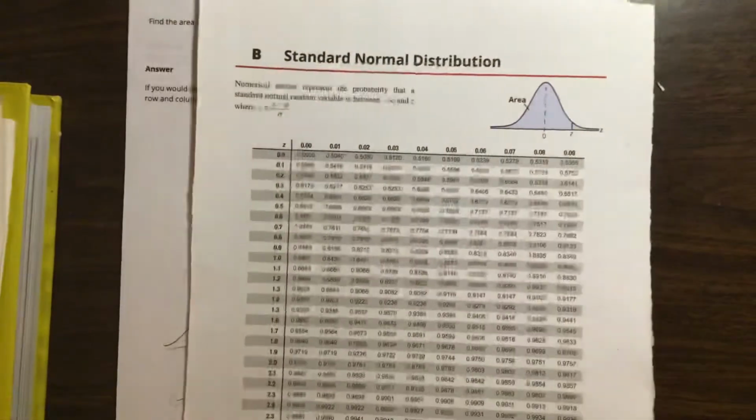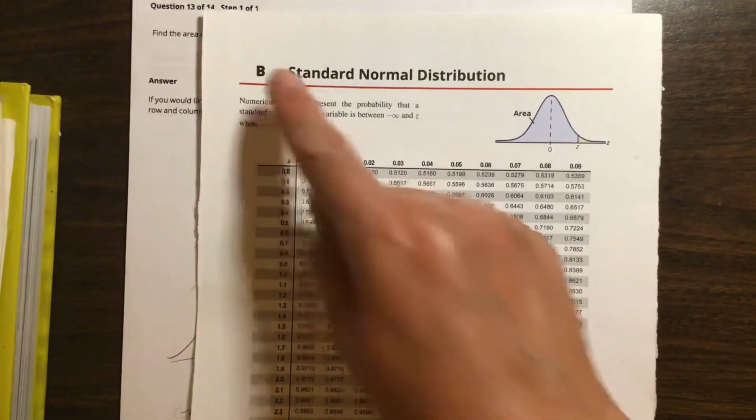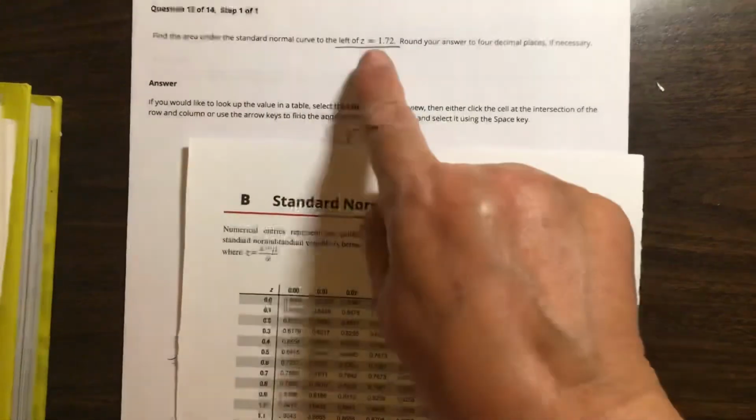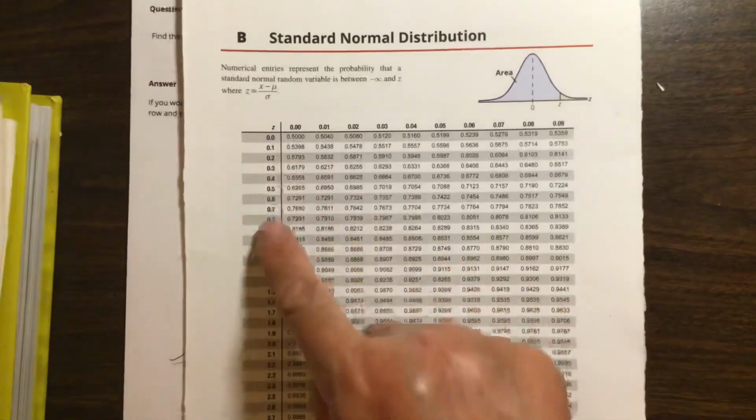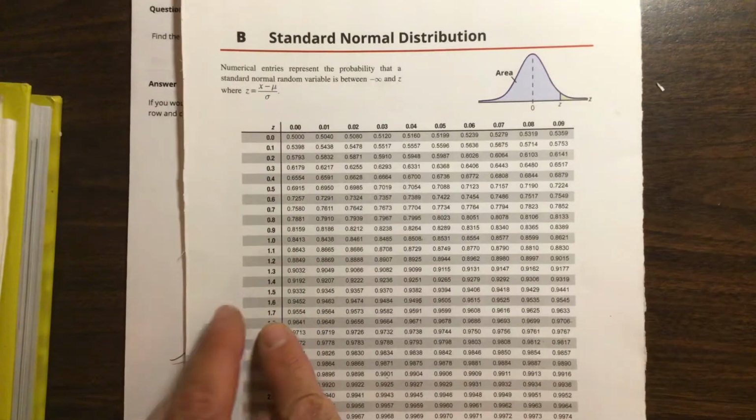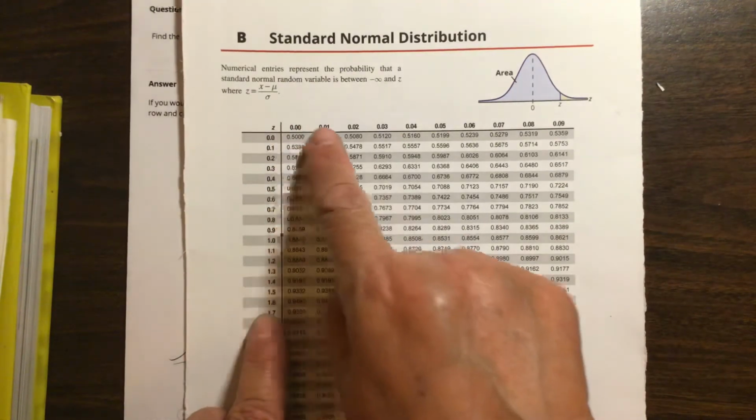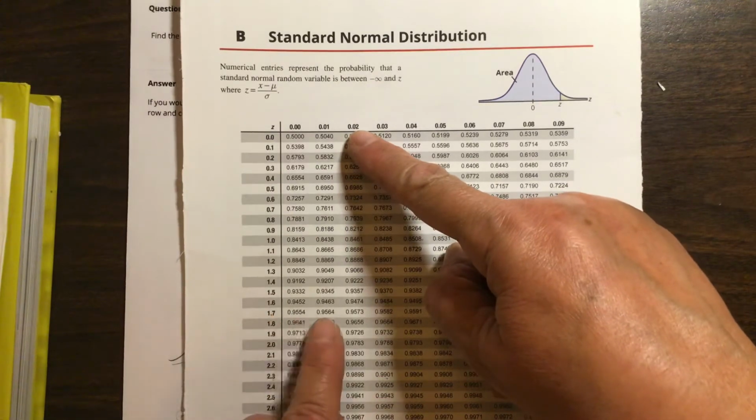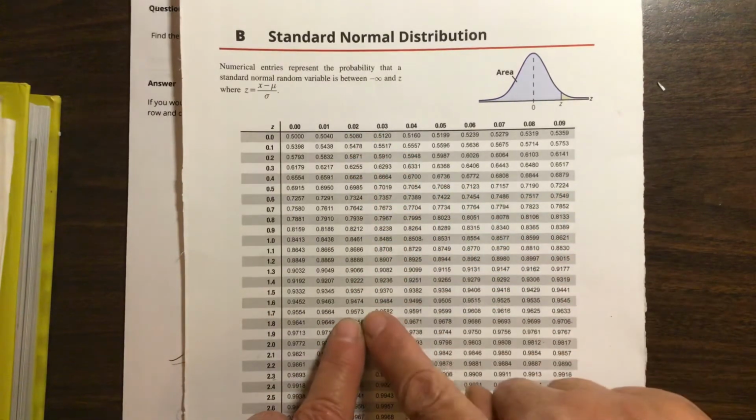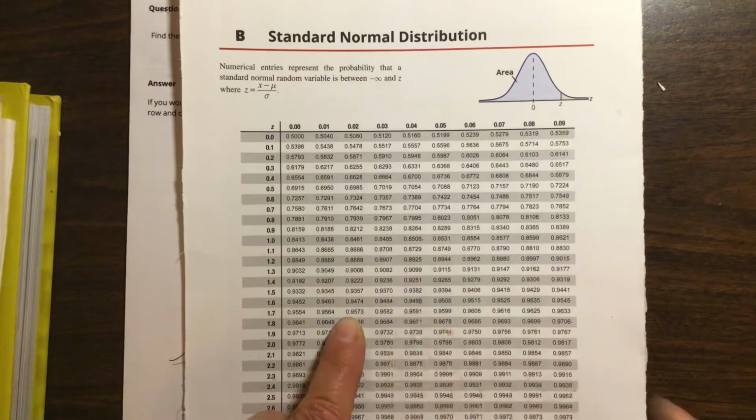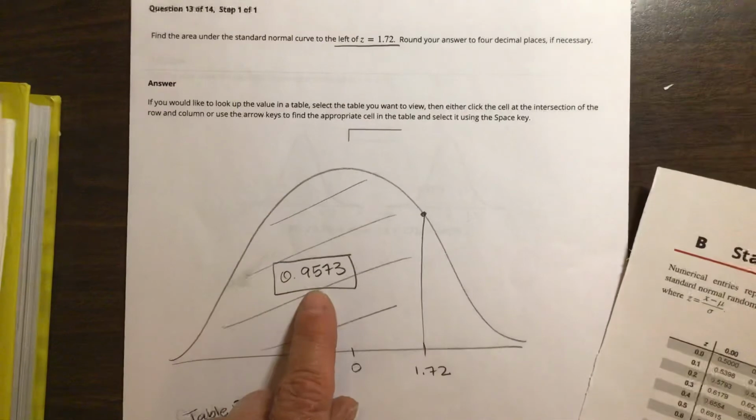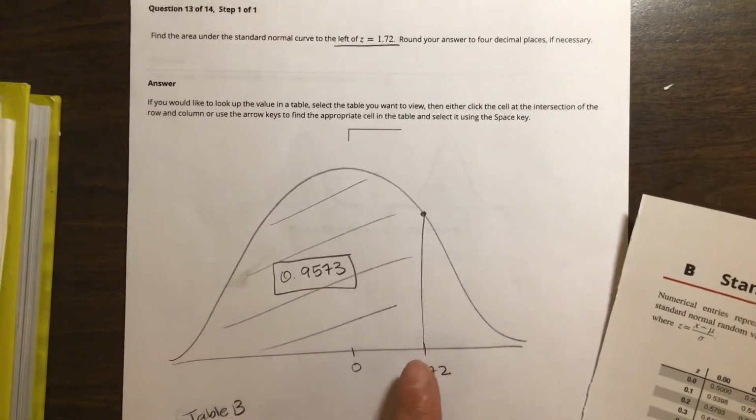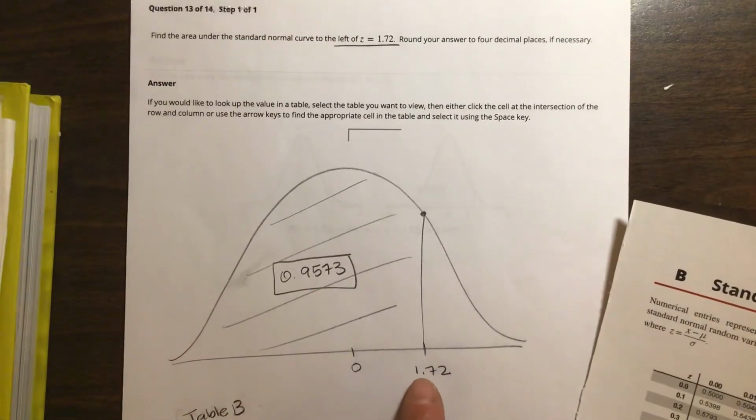You're going to get your table. This is your table B. You're going to look for your z-score of 1.72. Here's 1.7, and then up here is the 0.02. So we're going to see where these things come together at 0.9573. That's the area under the curve to the left of this z-score.